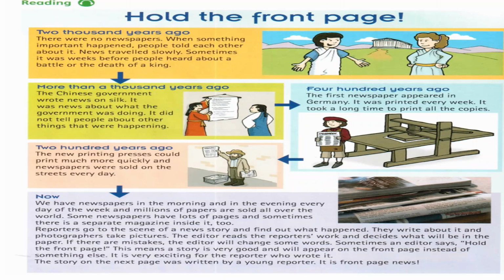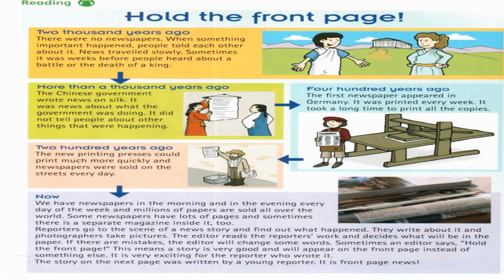Hold the front page. 2,000 years ago, there were no newspapers. When something important happened, people told each other about it. News traveled slowly. Sometimes it was weeks before people heard about a battle or the death of a king. More than 1,000 years ago, the Chinese government wrote news on silk. It was news about what the government was doing. It did not tell people about other things that were happening.